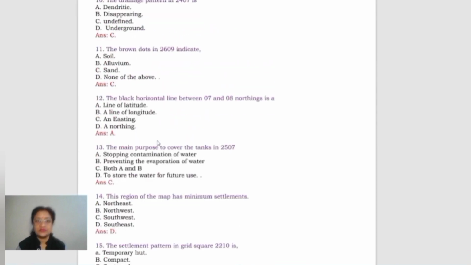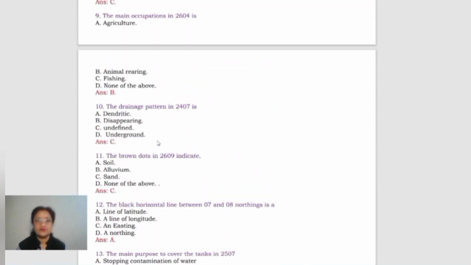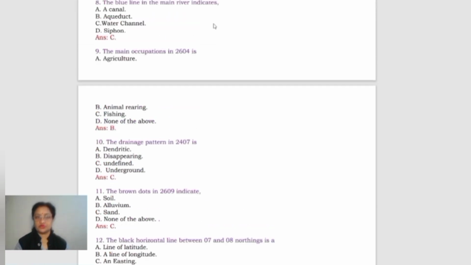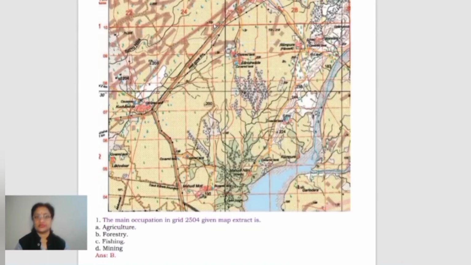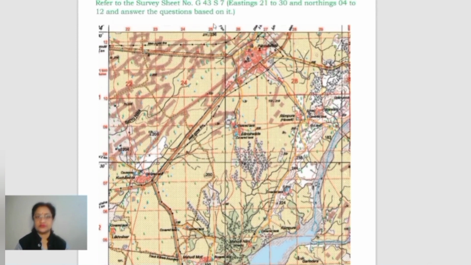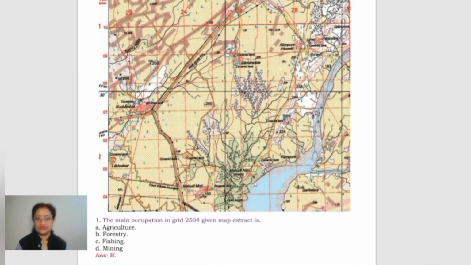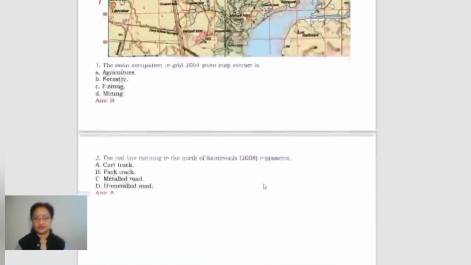Main occupation in 2604 is 2604. So let's see the square 2604. 2604, 26 is this one, right? And 04 is this one. So yes, it can be fishery. In this part it can be fishing, can be one of the occupation.